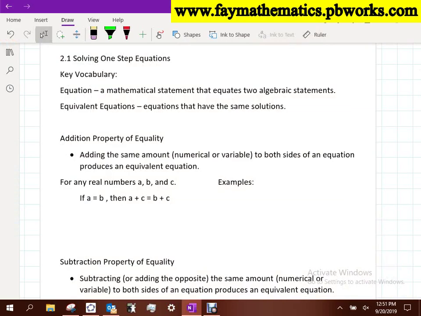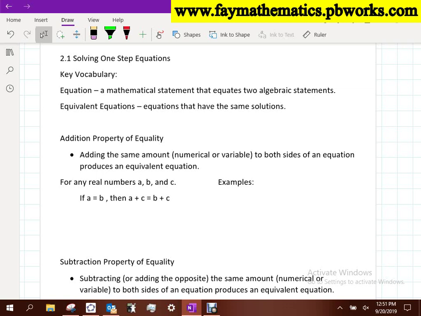Okay. So the next vocabulary word is equivalent equations. Equivalent equations, guys, are just two equations that have the same solutions. Two equations that have the same solutions. That statement, that vocabulary word right there, is the premise or the backbone of everything that we're going to do.